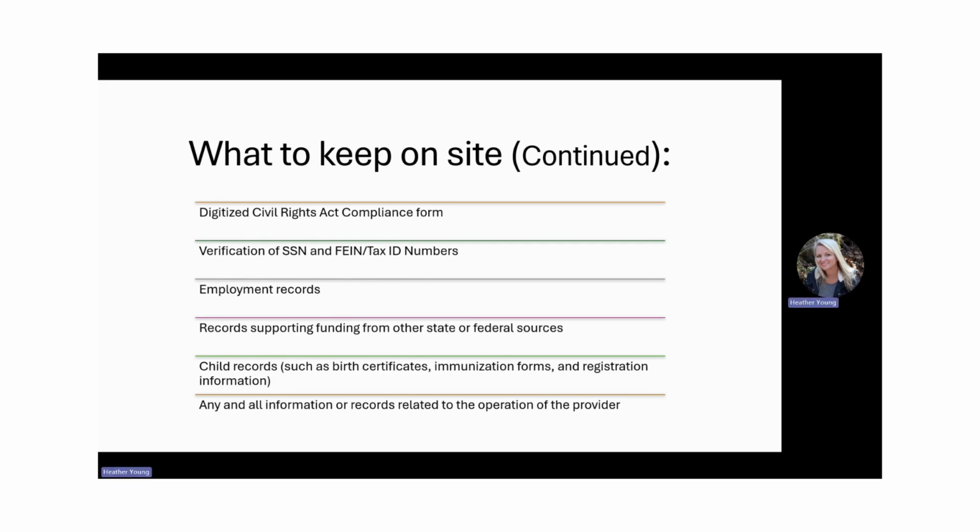verification of Social Security number and FEIN tax ID numbers, employment records, records supporting funding from other state or federal sources, and child records such as birth certificates, immunization forms, and registration information. And then any and all information or records related to the operation of the provider. The documents that are listed here may be requested and reviewed during attendance verification assessments, during compliance reviews, or investigations. And you can refer to CAPS Program Integrity Policy for more information on assessments, reviews, investigations, and sanctions.